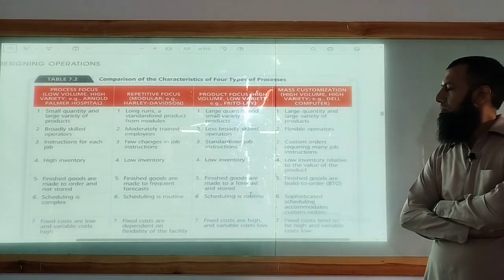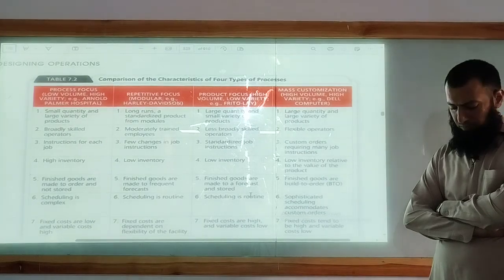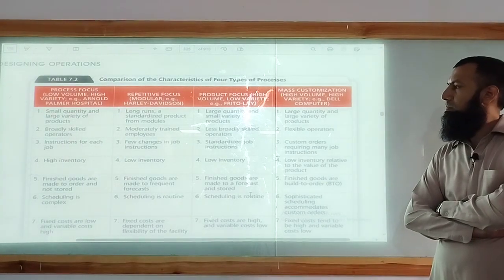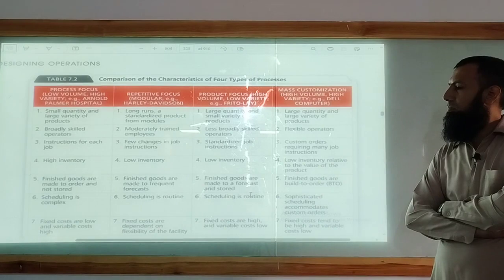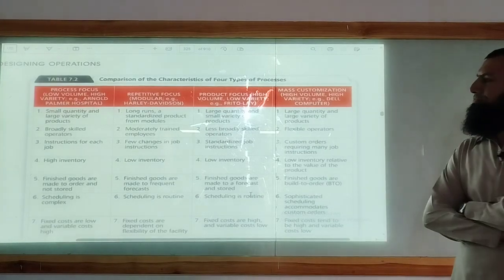बताओ थोड़ा थोड़ा से पढ़ते. Quantity and large variety of products. Okay.